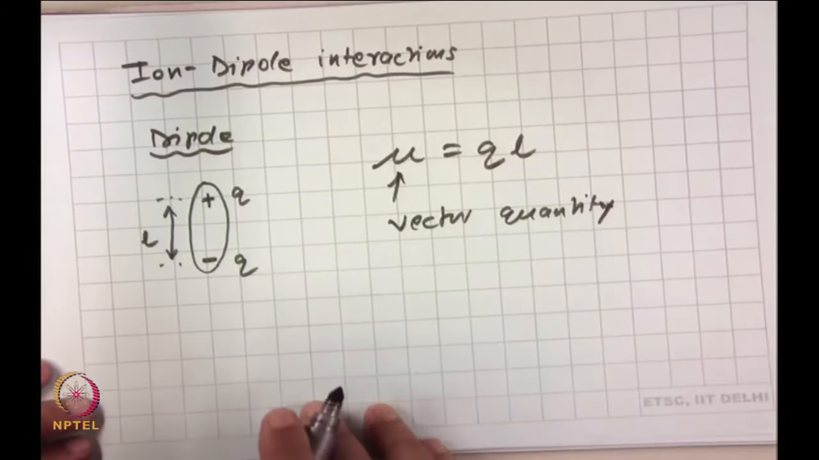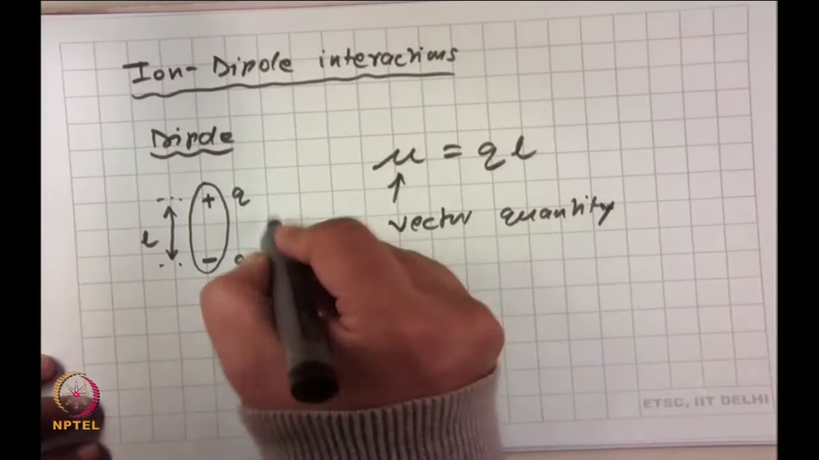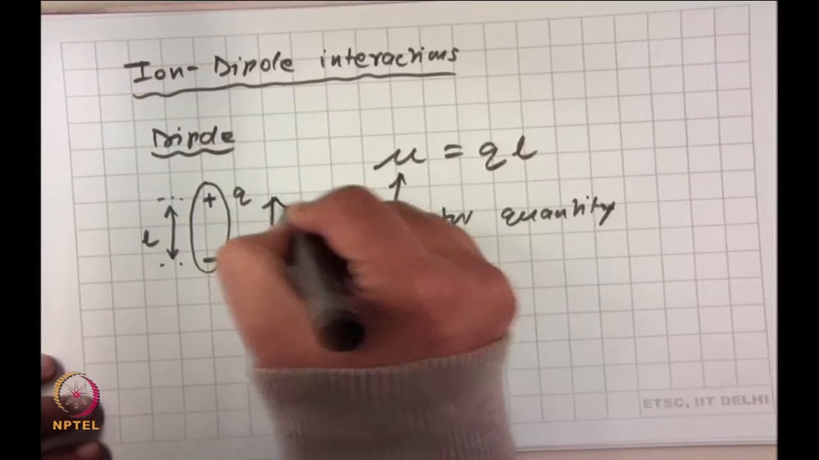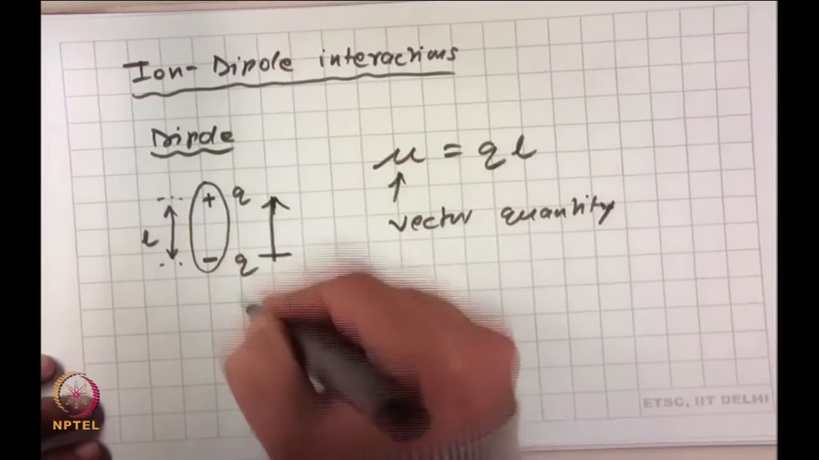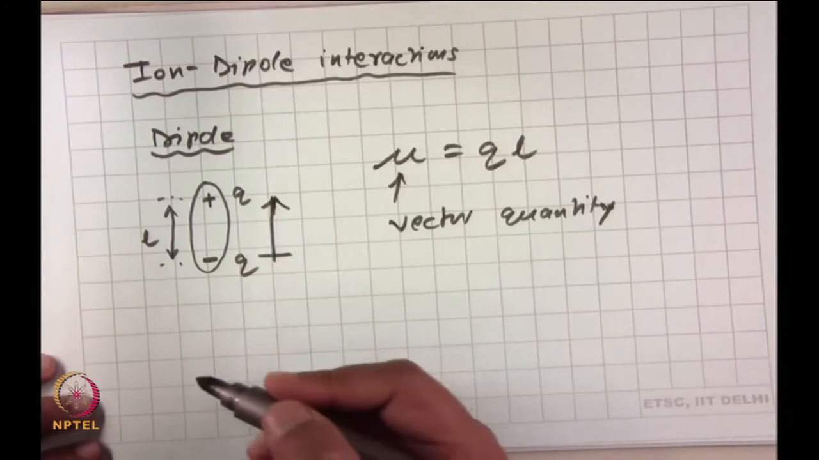Dipole moment is a vector quantity, always remember that, because it has direction. And how is the direction? Right, this is the direction nature of your dipole. That is why it is a vector quantity. Vector is all about directions, it is not a scalar quantity.